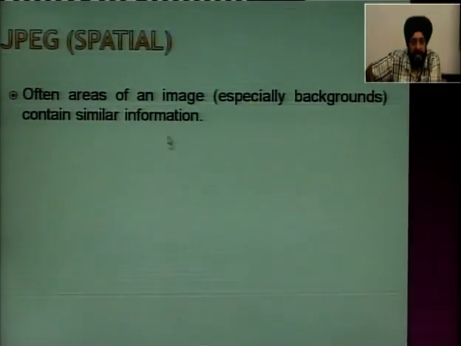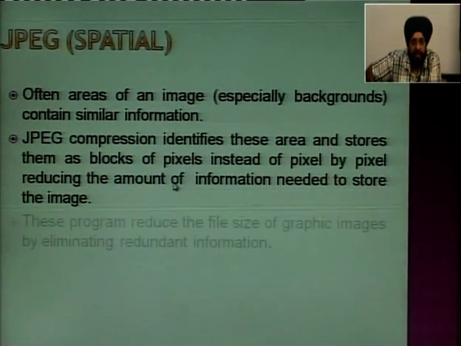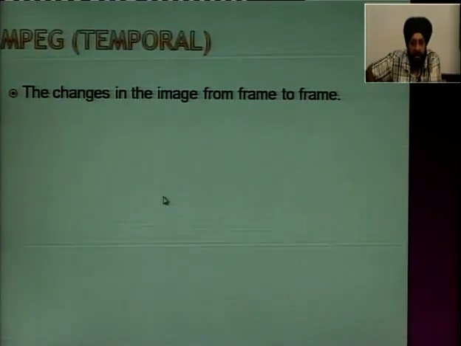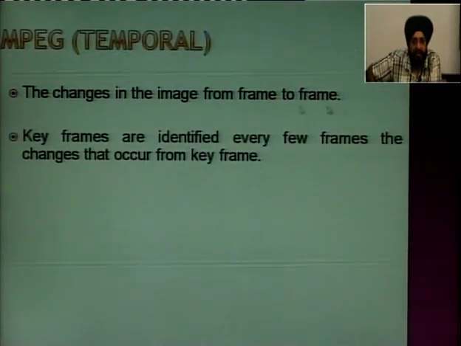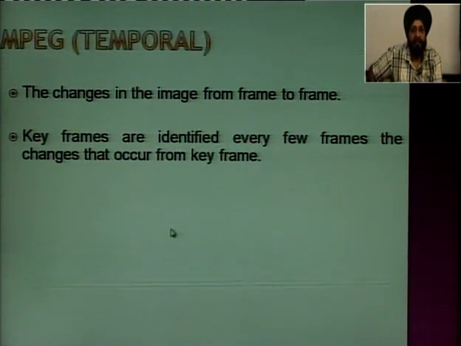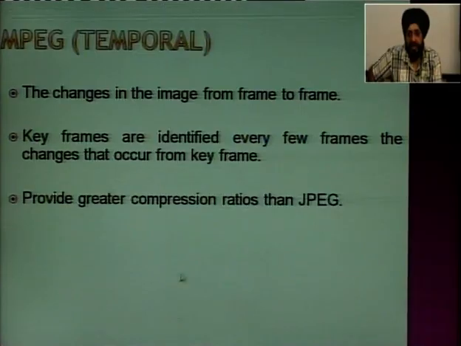Standards have been established for compression programs including JPEG, the Joint Photographic Experts Group, and MPEG, the Motion Pictures Experts Group. We have already covered temporal and spatial compression. Here we only show the new frames which have no similarities. Changes in the image from frame to frame are tracked, and key frames are identified every few frames, with changes stored relative to the key frame. This provides a greater compression ratio than JPEG.